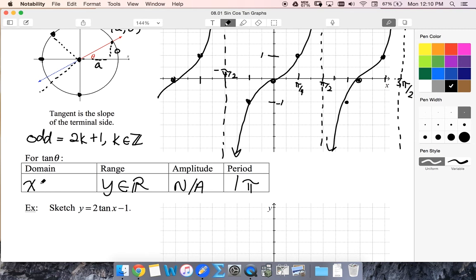So x element of reals, x not equal 2k plus 1 or 2k minus 1 times pi over 2. So odd numbers over 2. That's where we have all of our asymptotes.